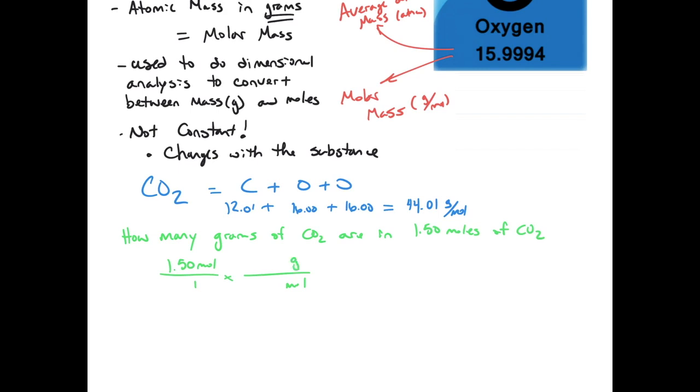And now I take that molar mass from the problem up above, and it tells me exactly how many grams there are per mole. So I put 44.01 grams over 1 mole. The moles cancel, and my answer here is going to be 66.015 grams. But I want to round that off to 3 significant figures. Now the 1.50 is 3 significant figures, so this is 66.0 grams total of CO2.